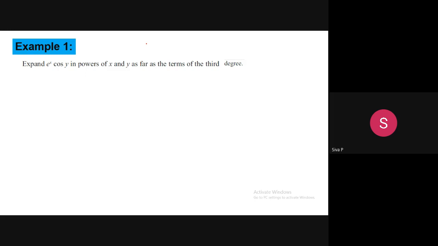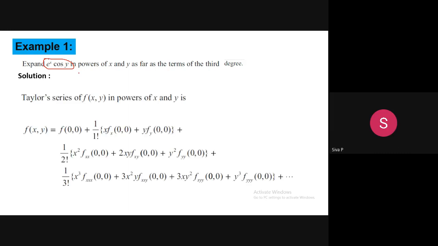Expand e^x cos y in powers of x and y as far as the terms of the third degree. Write the solution for this. So what is the given function? f(x, y) is e^x cos y. So in e^x cos y, what is the Taylor series here, up to third degree?